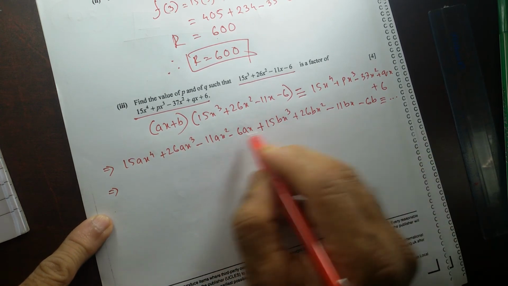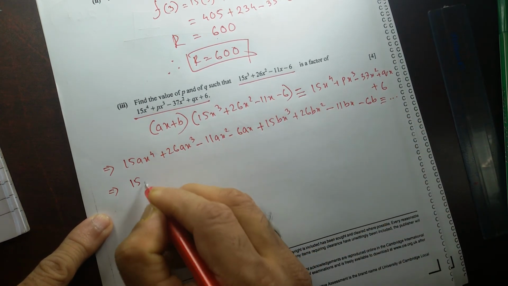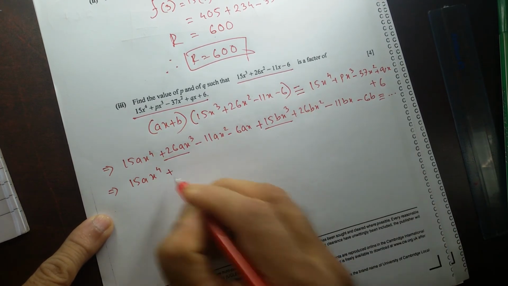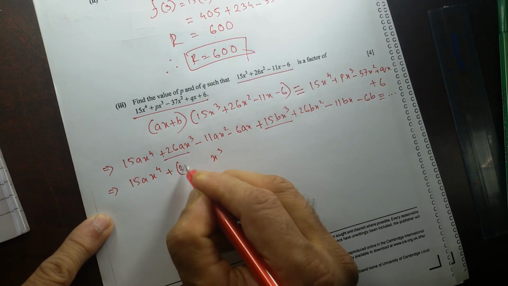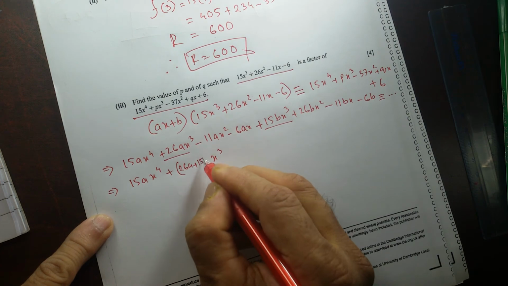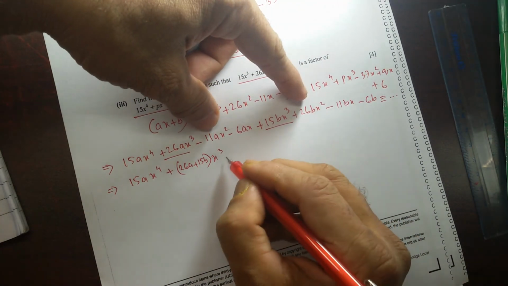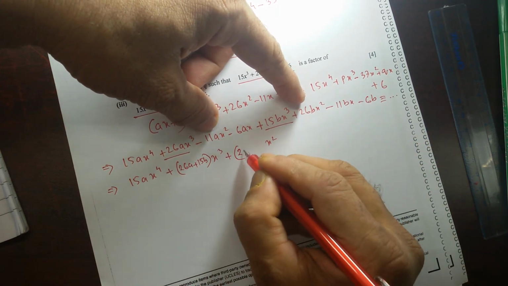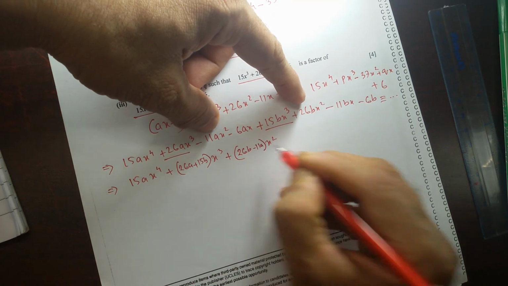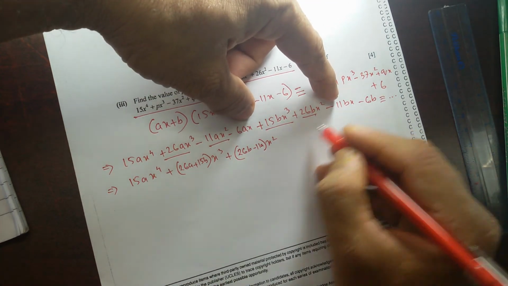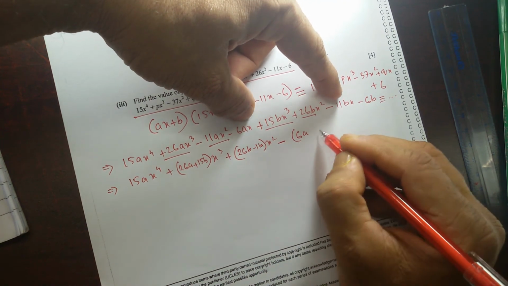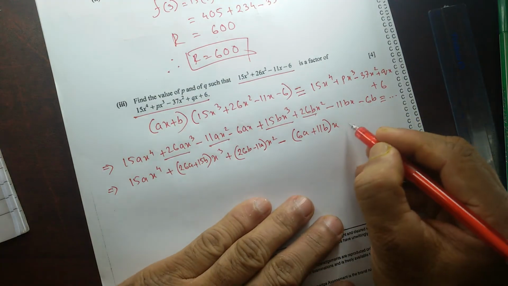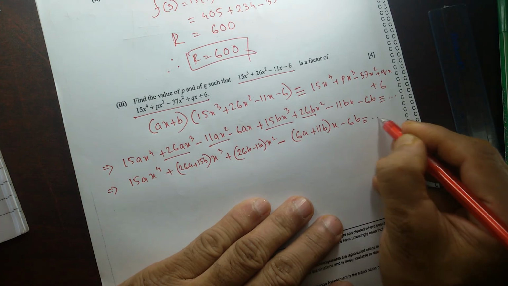X to the power 4, I don't have any other terms with x to the power 4. So 15ax to the power 4. I have x to the power 3 here and x to the power 3 over here. If I take x cubed common, then I have 26a plus 15b right here. And for x squared, if I take x squared common, I have 26b minus 11a. And x, I have to take that common. So minus 6a minus 11b is the coefficient of x. And then I have minus 6b, identical to whatever comes.